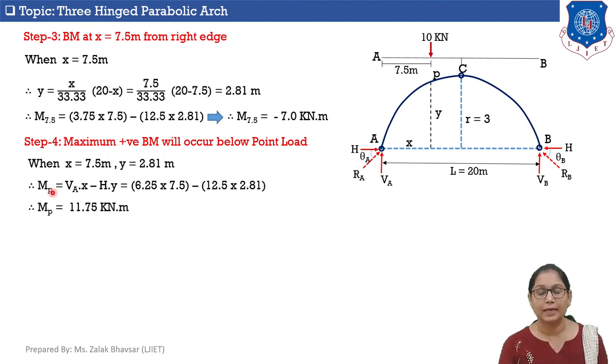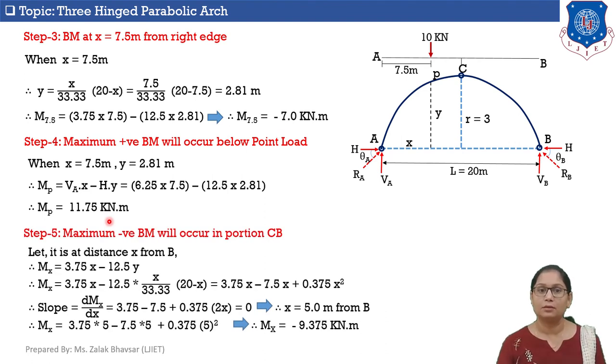Now, let's calculate MP. MP is the moment at P, which is equal to VA here. At point A, reaction is VA, and moment of this reaction VA about this section line will be equal to VA into X minus this horizontal reaction H into Y. VA, as we calculated, 6.25 and X is 7.5, minus horizontal reaction 12.5 and Y is 2.81. So I'm getting MP, which is maximum positive bending moment, is equal to 11.75 kilonewton into meter.